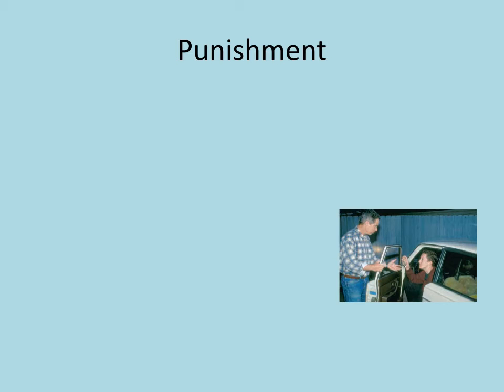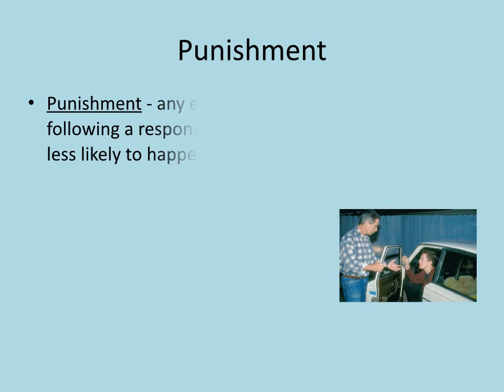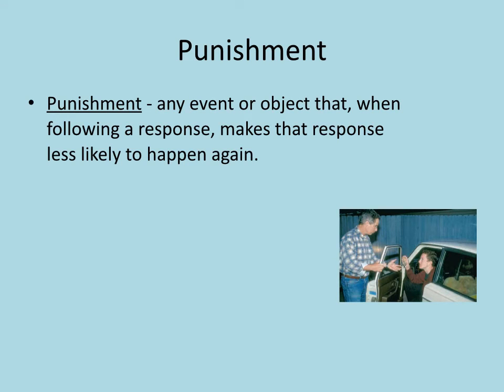Now, when we typically deal with learning, a huge part of it is punishment. Punishment is any event or object that, following a response, makes the response less likely to happen again. Now, remember, negative reinforcement is when you're doing something to avoid, typically avoiding punishment. Like, for instance, you get home on time from curfew not to get punished. No one stays out after curfew saying, oh, I can't wait to be punished. Punishment is to stop you from doing things that you're not supposed to be doing.